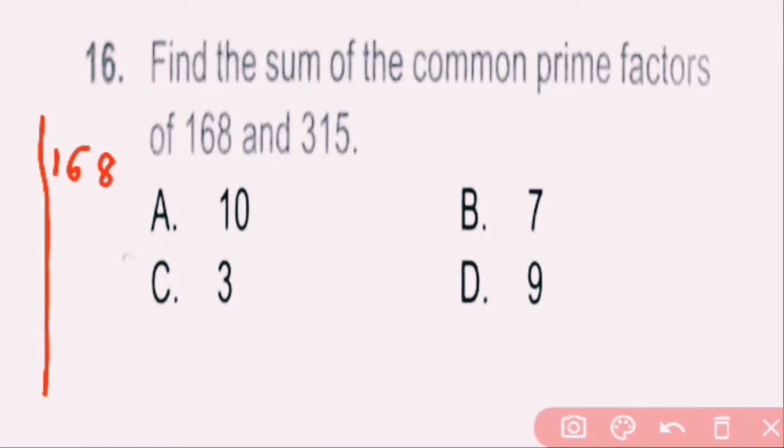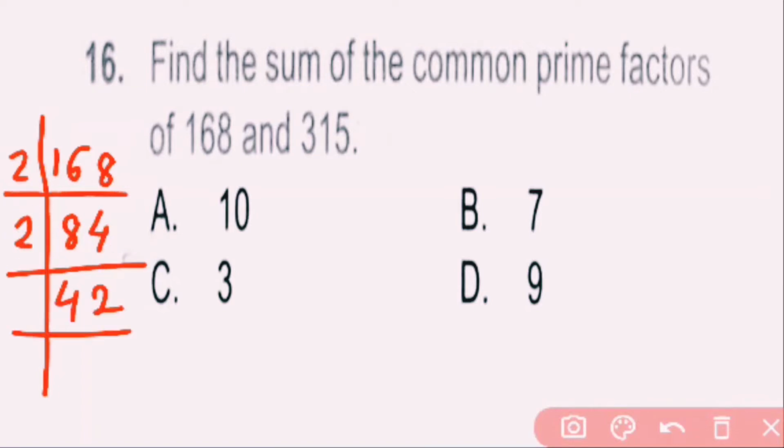So we first find the prime factorization of 168. Here 168 is divisible by 2. 2 8s are 16 and 2 4s are 8. Now 84 is also divisible by 2. 42 is also divisible by 2. 2 2s are 4 and 2 1s are 2. Now 21 is divisible by 3. 3 7s are 21 and 7 is divisible by 7. 7 1s are 7. Now we find the prime factorization of 315.